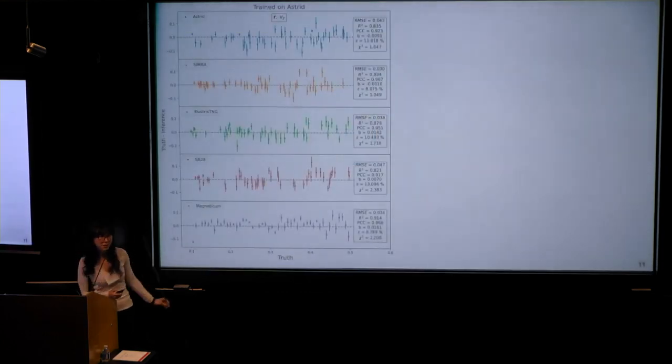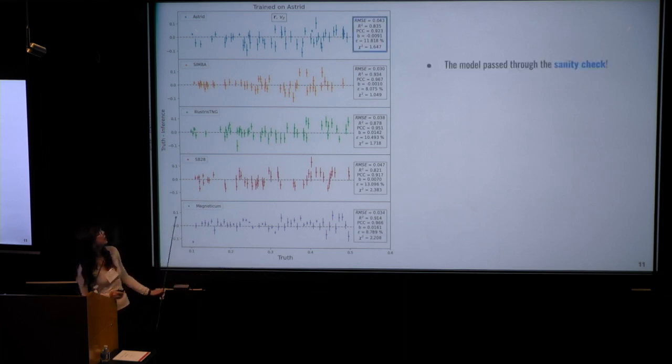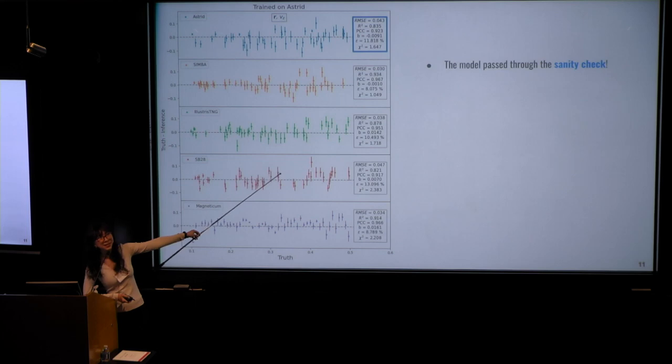So here we have a summary of this work, and you are taking a look at truth minus inference for values of omega matter, per the true values of omega matter. On the top, you can see the predictions for boxes from Astrid, so boxes that the model has never seen before while being trained. And you can see that we have good predictions, so we passed the sanity check.